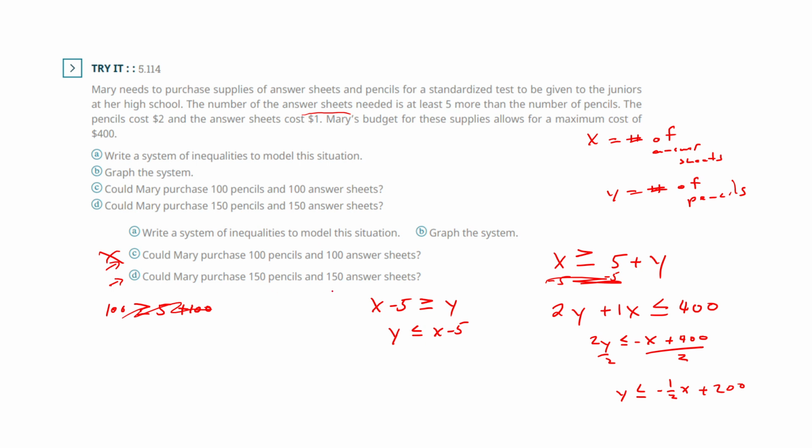If I had 150 answer sheets greater than or equal to 5 plus 150, yeah, it's not true here either. So 150 answer sheets would be there, greater than or equal to 5 plus y. Yeah, so that one doesn't turn out to be true either. So I don't know what happened here, but at least in this case, as long as I have it set up right, neither of those would be a solution.